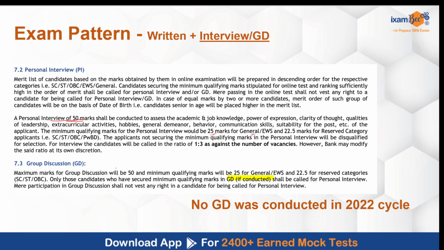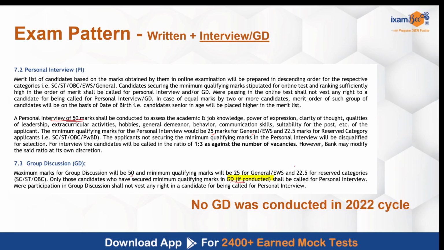Now for GD, again 50 marks, GD may happen. However, GD is not a compulsion. If they see extraordinary performance of a lot of candidates in the written exam and want to further bring down the number for the personal interview, or otherwise if they feel so, then only they go for group discussion. So group discussion, if conducted, will be of 50 marks.